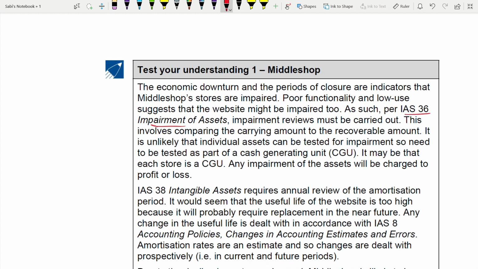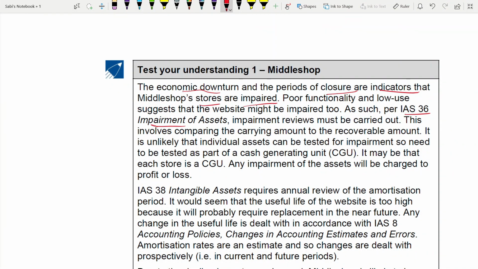You have to give some evidence from the case study that impairment has taken place. You just cannot say generally how you do impairment of assets, carrying amount less recoverable amount. No. Things like economic downturn: we saw that an economic downturn was there, and also there were some periods of closure. They are closing some of the shops, some of the stores. So these are the indicators of impairment. Shops are closing down, the economy is going into downturn.